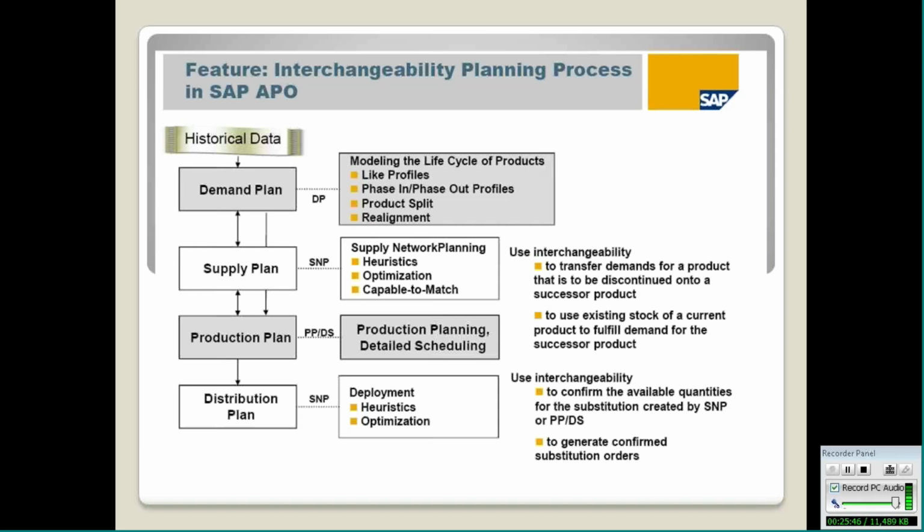Interchangeability is also supported in SNP. Like in the DP, whatever the profile, phase in, phase out, product split, all are interchangeability. So here also, if I am not able to produce one product, we can plan 70% for this product, and the remaining 30% we can go for the other product. Deployment also we can do for 70% of this product and 30% of the other product. If we are not able to fulfill 100% with one product, you can give another product for the remaining percentage. So that is nothing but interchangeability.